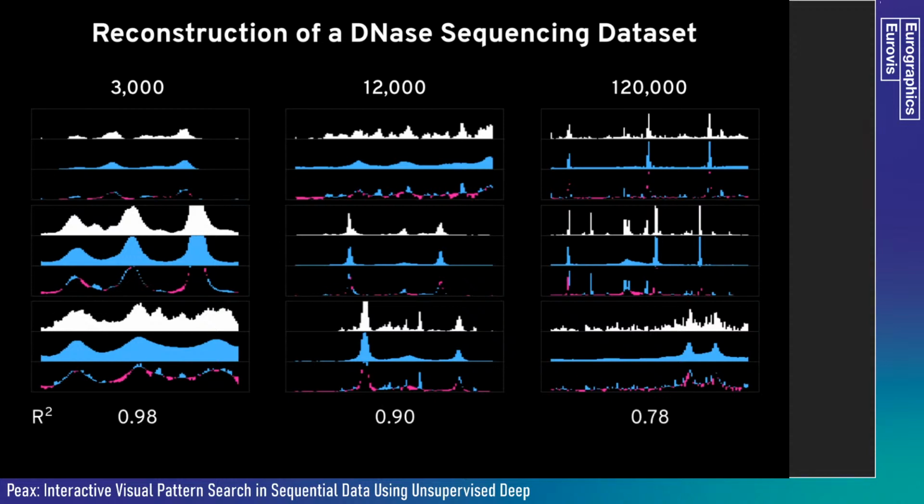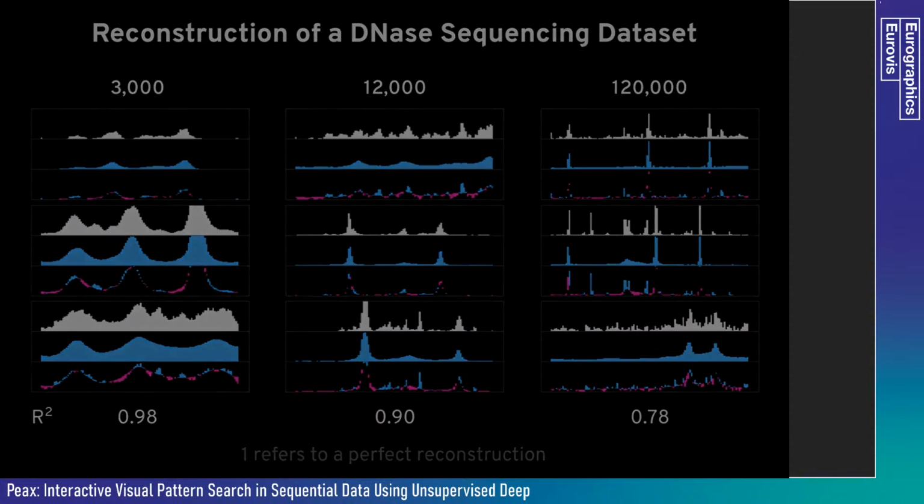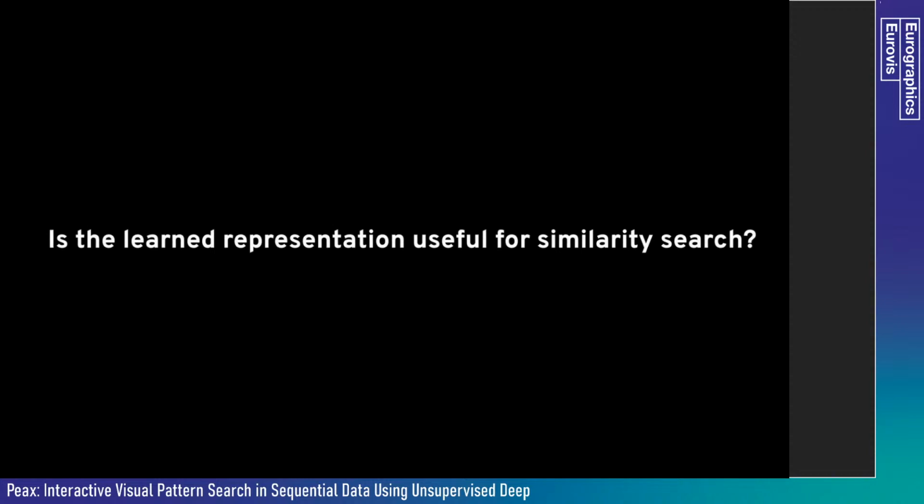Numerically, we see the same picture. The R-square scores, which tell us how much variability is explained by the reconstruction, decrease from 0.98 for the smallest region to 0.78 for the largest region. But reconstruction wasn't our actual goal, so you might ask, is the learned representation also useful for similarity search? And the answer is yes.